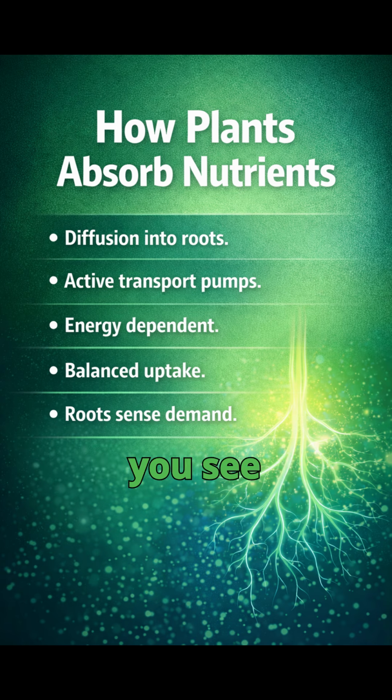If you see yellowing in old leaves, think mobile nutrients: nitrogen, phosphorus, potassium, magnesium. If you see problems in new growth, think immobile nutrients: calcium, iron, boron.